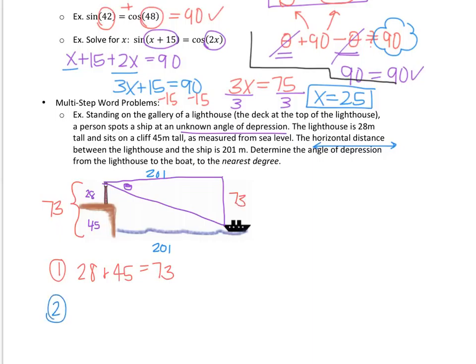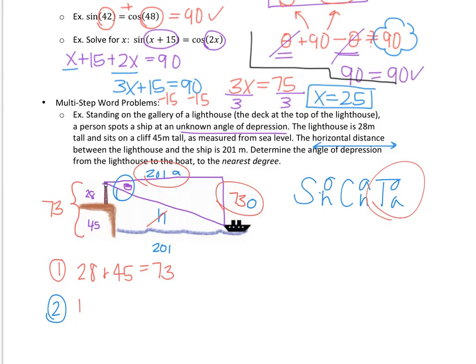Now step 2 is where we actually use our trig functions, where we circle the angle, label the sides OHA. Hypotenuse is your biggest side, O is opposite the angle, and A is adjacent or touching the angle. And now I'm going to think SOHCAHTOA. I don't care about the hypotenuse at all. I don't need it. So that means I'm using O and A. So tangent. Tangent of theta equals opposite 73 over adjacent 201.